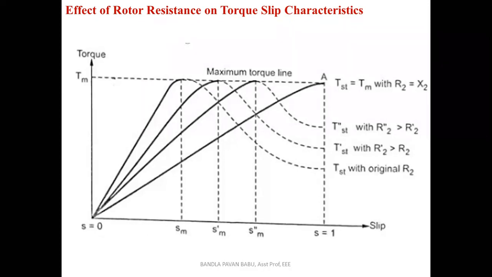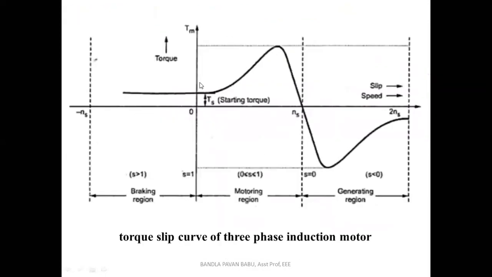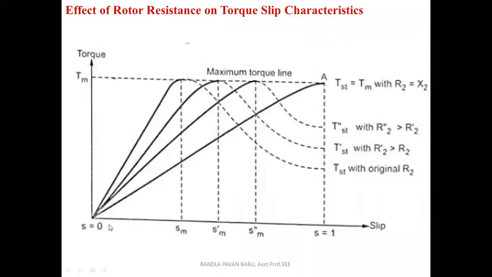So you can see the torque slip characteristics. This is also obtained from the previous characteristics. So this is the case here. This portion only I have considered, that is the motoring region only. If s equal to 0, that is the starting condition, to s equal to 1. So this is the limitation. So this is the motoring mode.